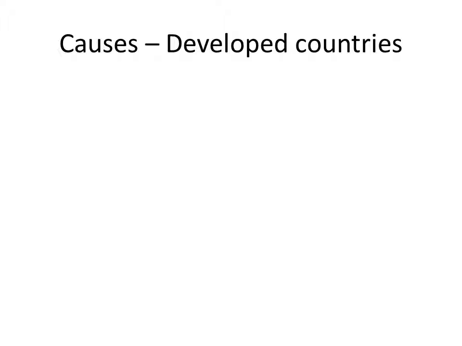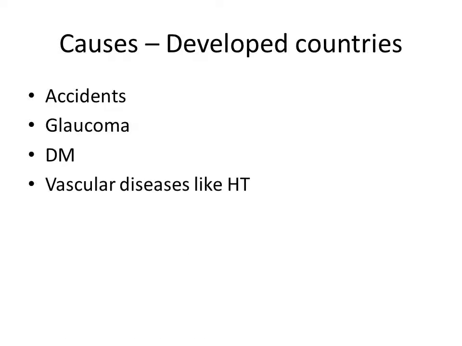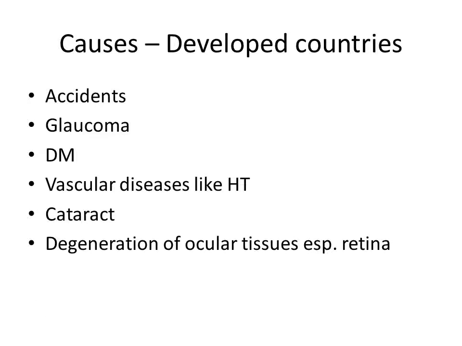Causes of blindness in developed countries. In developed countries, accidents is the number one cause. Others are glaucoma, diabetes, vascular diseases like hypertension, cataract comes way below, degeneration of ocular tissues, and hereditary conditions.